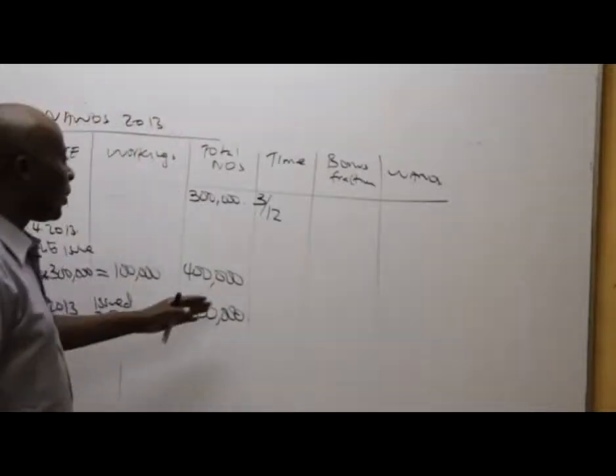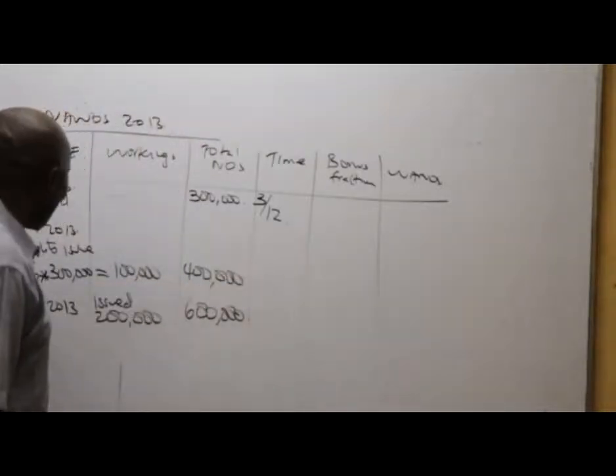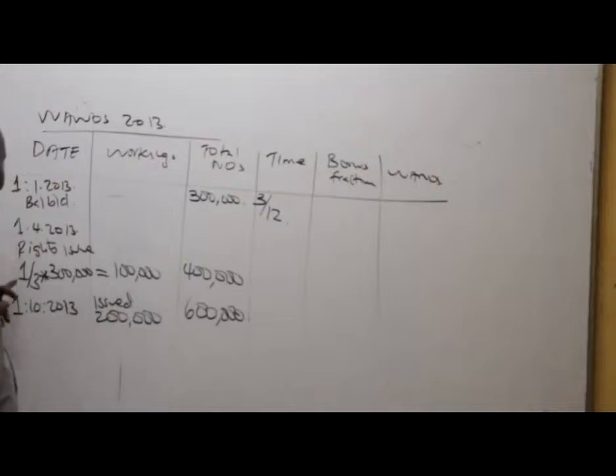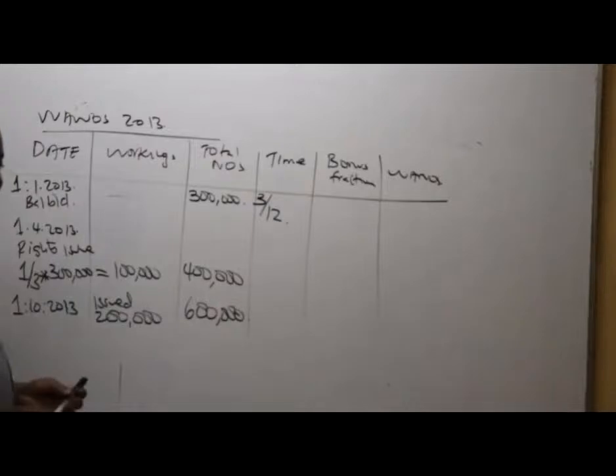So niwe ukuja hapo tupatie sasa time. So niambieni hapa sasa kutoka 1st April to 1st October. How many months do we have in between?